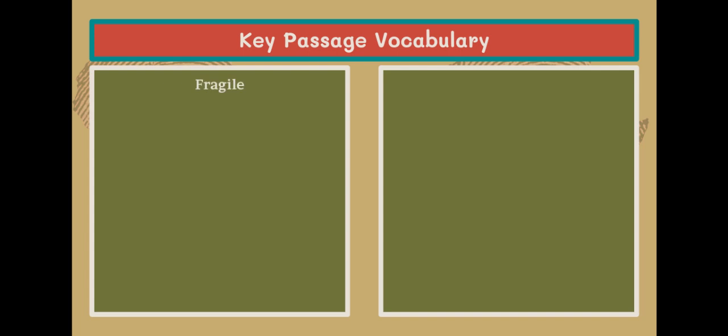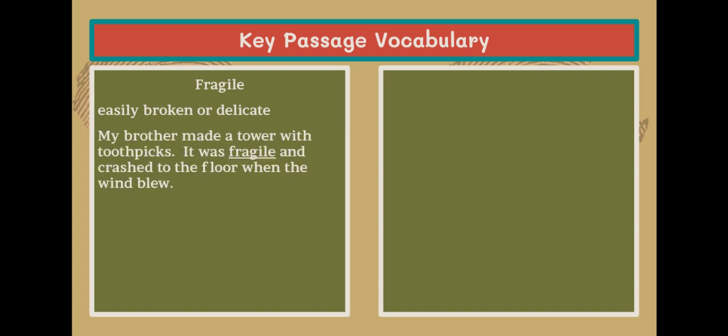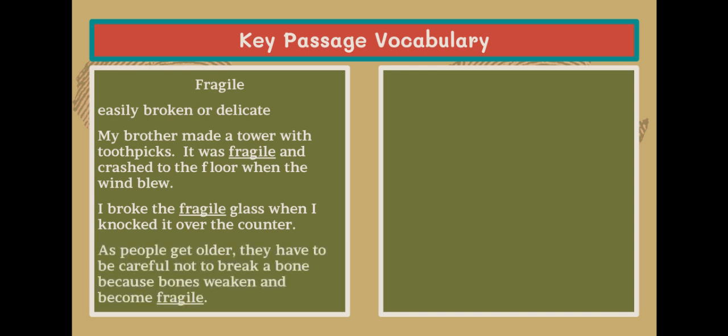Let's read the next word together. Fragile. Fragile means easily broken or delicate. My brother made a tower with toothpicks. It was fragile and crashed to the floor when the wind blew. I broke the fragile glass when I knocked it over on the counter. As people get older, they have to be careful not to break a bone because bones weaken and become fragile.